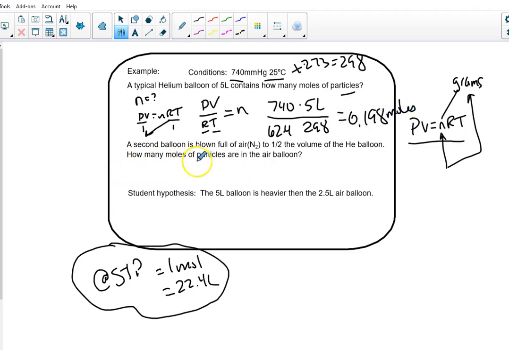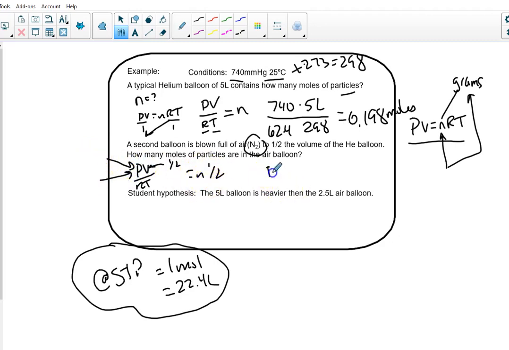A second balloon is blown full of air, N2, to half the volume of the helium balloon. How many moles and particles are in the air balloon? Okay, so in this case, PV over RT, and because the volume is 1/2, the N is also going to be 1/2. On top, that's all linear proportions. If I double my pressure, I double the number of N.